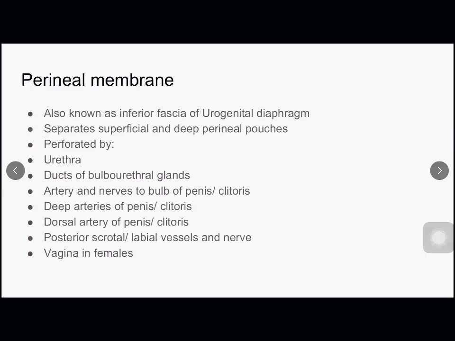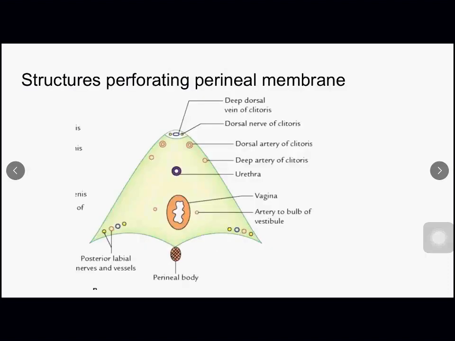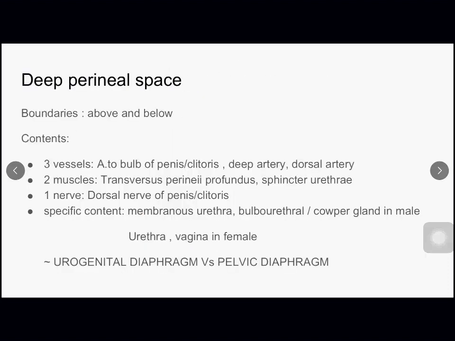So I have talked to you about the skin, I have talked to you about the superficial fascia, then I showed you about the superficial perineal pouch. Then about this perineal membrane we have seen. Now let us move on to the space which is above, the fifth space, which is the deep perineal space. So what are the boundaries? Can you tell me the boundaries? So below, what is the boundary?